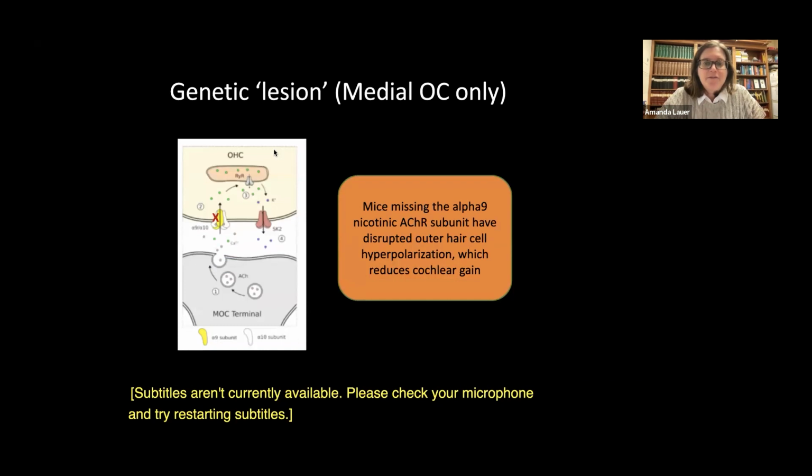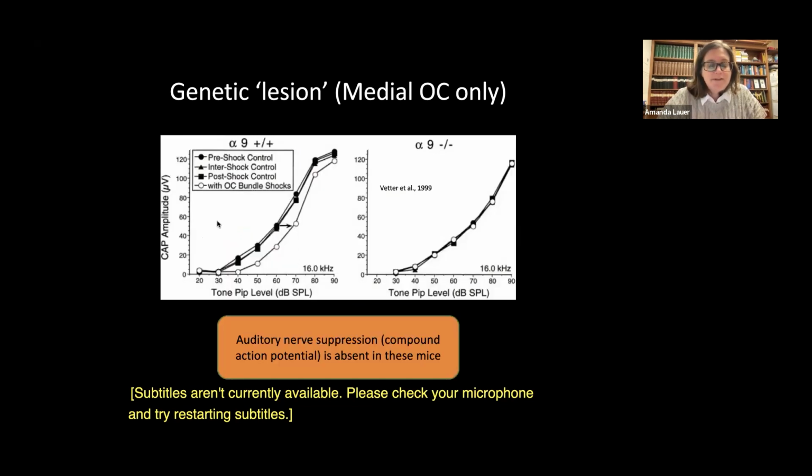And so we've leveraged the fact that there are several mouse models of medial olivocochlear dysfunction out there. The primary one being what we call the alpha 9 knockout mouse. In this case, it's just missing the receptor subunit, the alpha 9 receptor subunit at the medial olivocochlear synapse. And basically what this does is it disrupts the outer hair cell hyperpolarization and eliminates some of those classic cochlear gain effects.